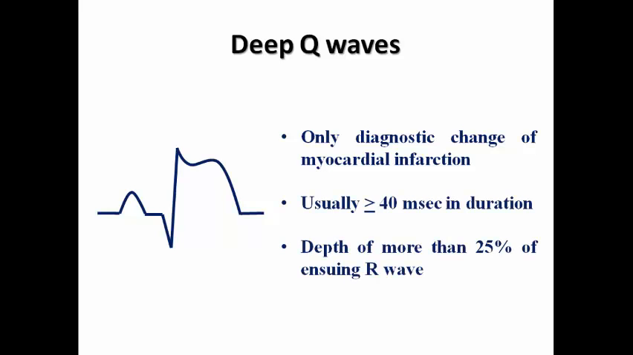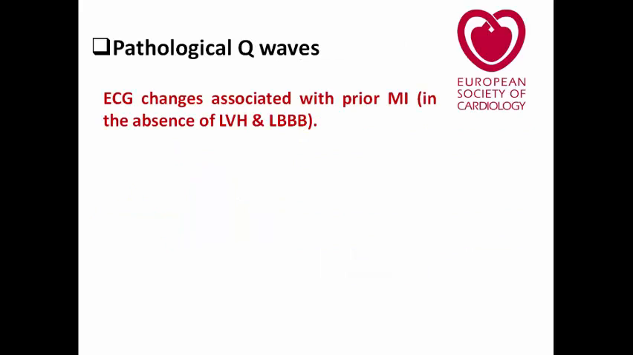Let's move to the deep Q waves. Of course, the deep Q waves are one of the most important signs that occur in myocardial infarction. They should be used only as a diagnostic change that occurs in myocardial infarction, not affecting the clinical management. The pathological Q waves are usually more than 40 milliseconds in duration, with a depth of more than 25% or a quarter of the ensuing R wave.